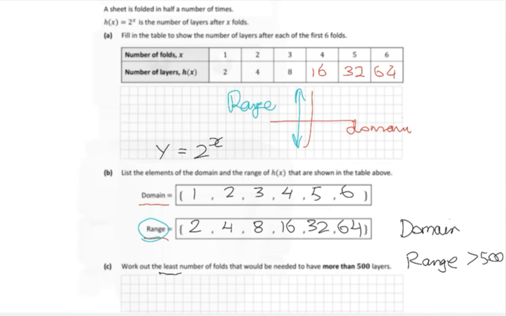So all we have to do is keep going. If we go to 7, so I'm just going to do 64 times 2, and that will go up to 128. What about the 8th? We'll multiply 128 by 2, and we will get 256. And it's getting closer now. So on the 9th fold, we will get a result of 512. 512 layers. So therefore, the number x will be 9. And as you know, that's the domain, and the 512 is the range value.